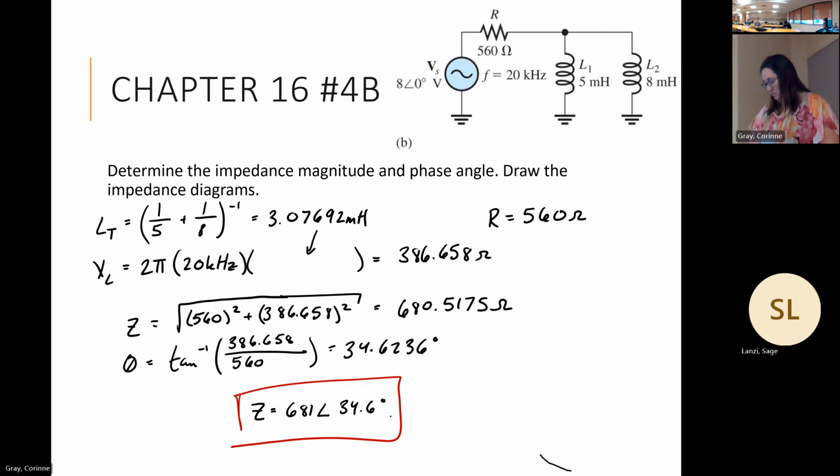Yeah, we could do 681 ohms, 34.6 degrees. Both are fine. Typically, if you see the ohms on the outside, there's parentheses involved just to indicate that it's not an angle somehow measured in ohms or degree ohms or whatever. So as long as it's somewhere, that's fine.